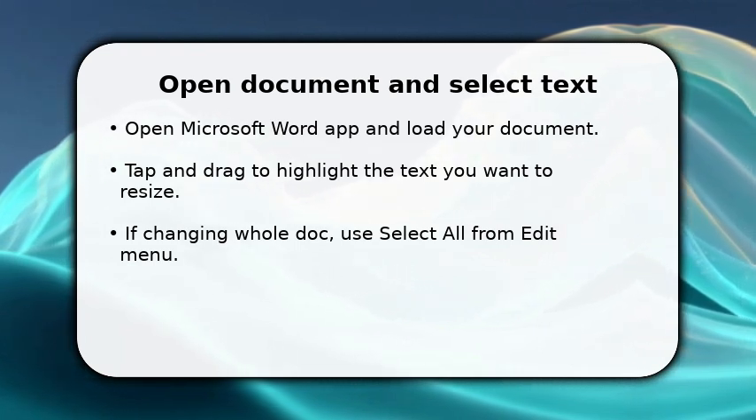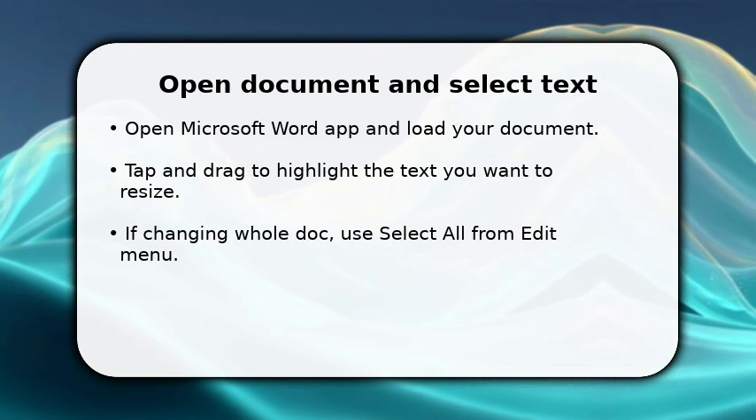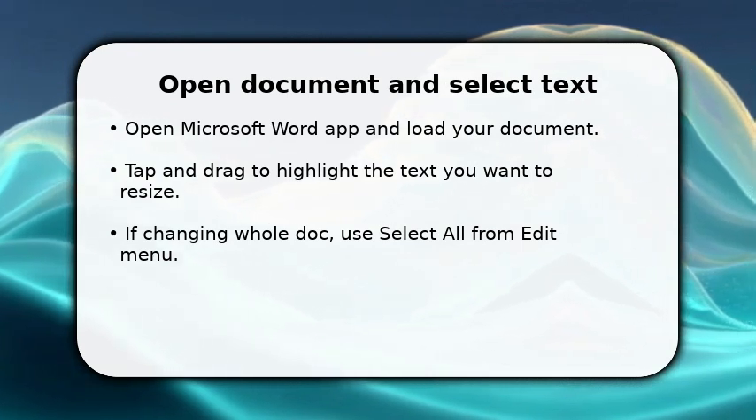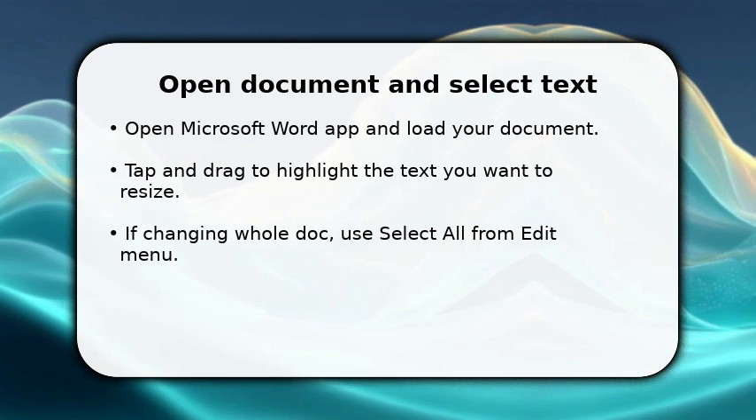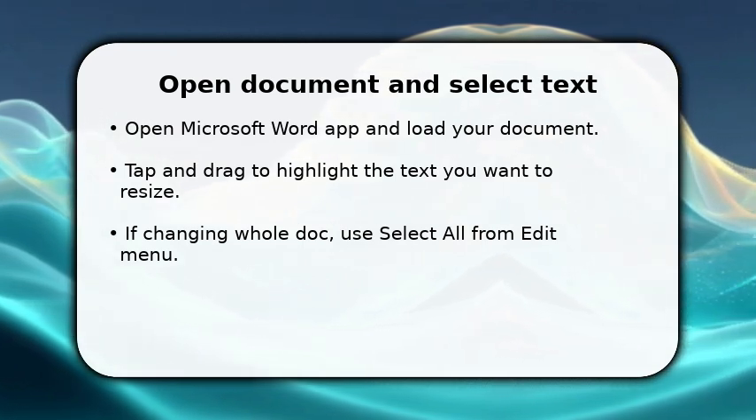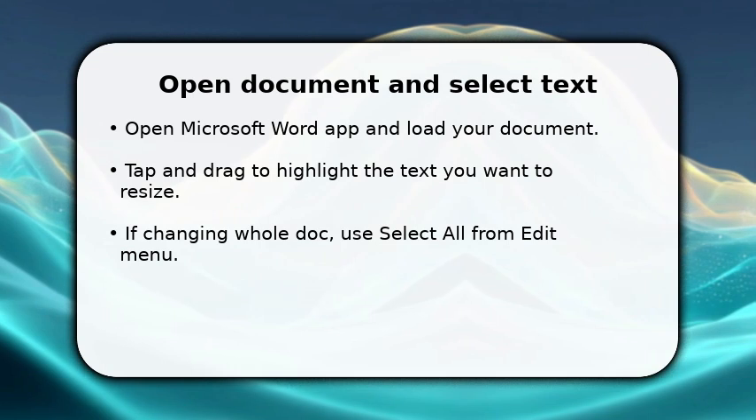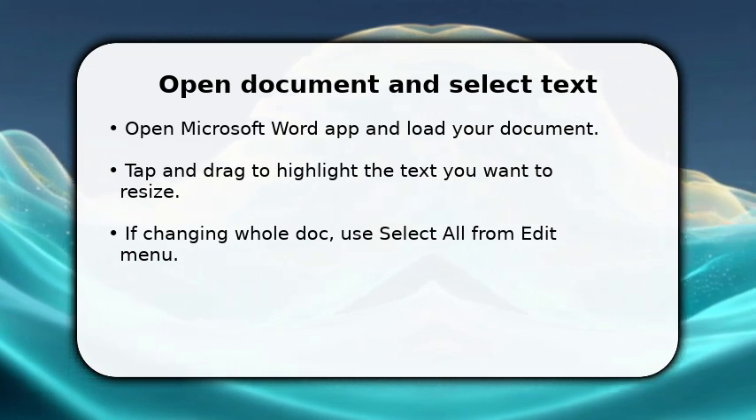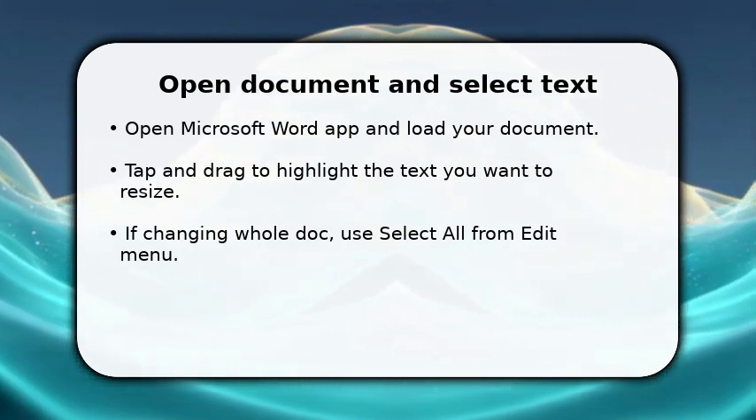If you intend to change every paragraph, choose Select All from the Edit menu so you don't miss any formatting. Once the correct text is highlighted, move to the formatting toolbar visible above the keyboard or at the top of the screen to access font controls without extra navigation.